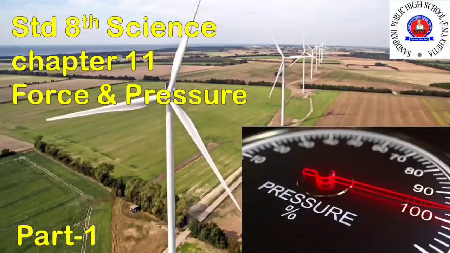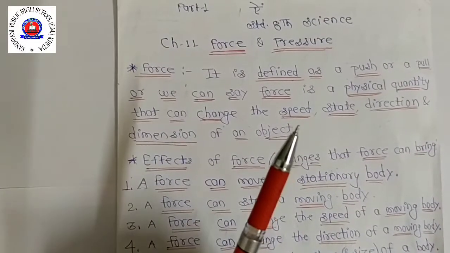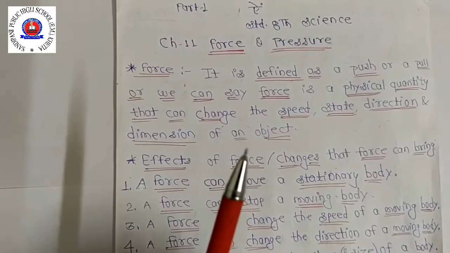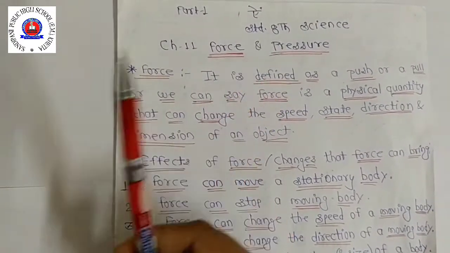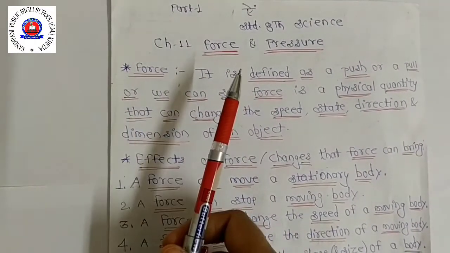Welcome student in first session from your textbook chapter number 11, force and pressures. This chapter is related to physics. One kind of energy which is used to do work. When we want to open a door we have to push the door handles.